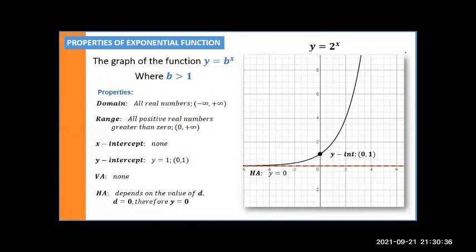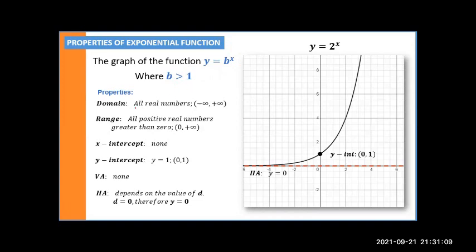So unahin natin yung graph ng basic exponential function na b raised to x wherein the base is greater than 1. So ibig sabihin, ang mga base nito ay mas mataas sa 1. So pwede ang 2, pwede ang 3, 4, 5, up to positive infinity. So ang in-example natin dito is 2 raised to x. Now, ito yung mga general properties ng ganitong y is equals to b raised to x where b is greater than 1.